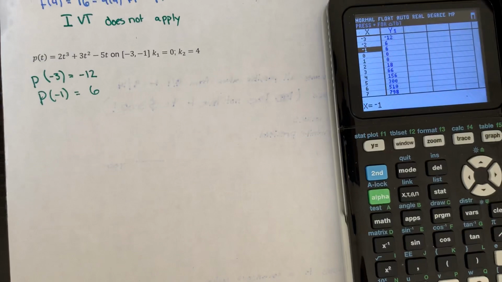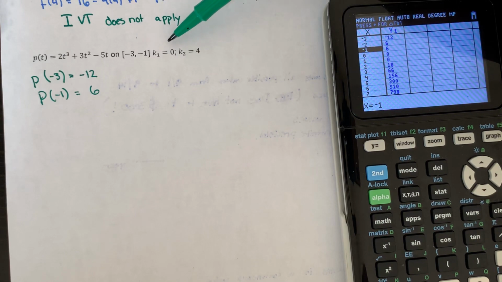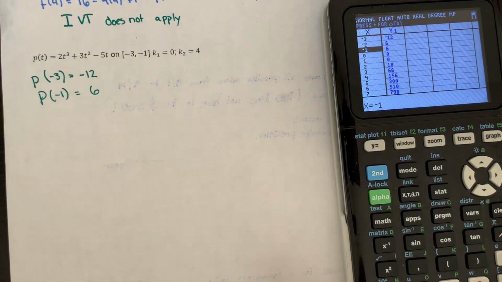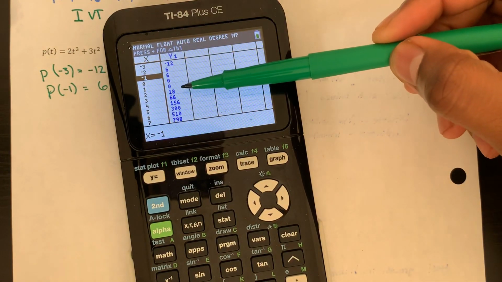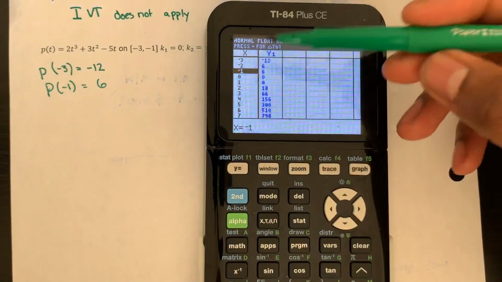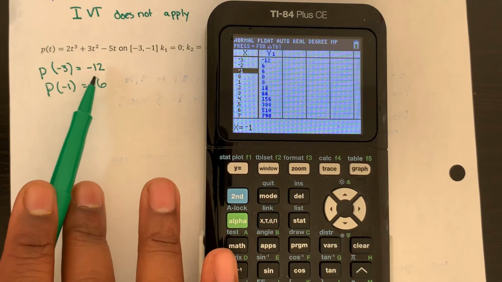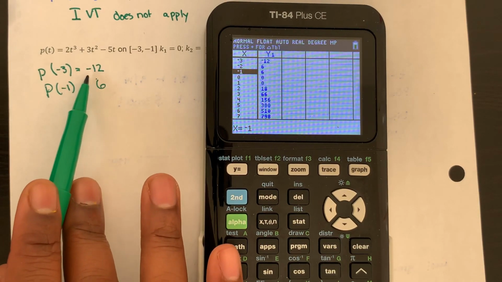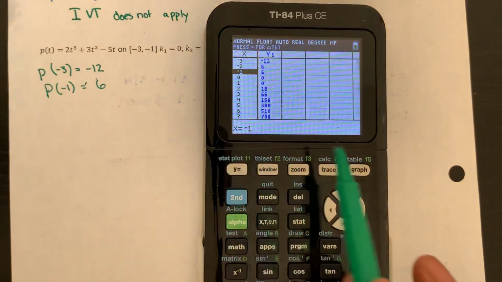So the question is, on the interval -3 to -1, is there a value for which k has to equal 0? Now, if you're given a calculator, the first thing you should do is just type this function in and look at the table and see what turns up. So on the interval -3 to -1, the answer is no, because we went -1 to 6, so -12 to 6.